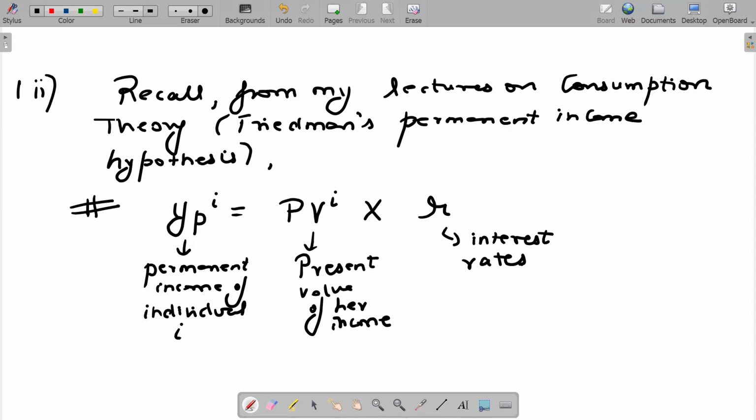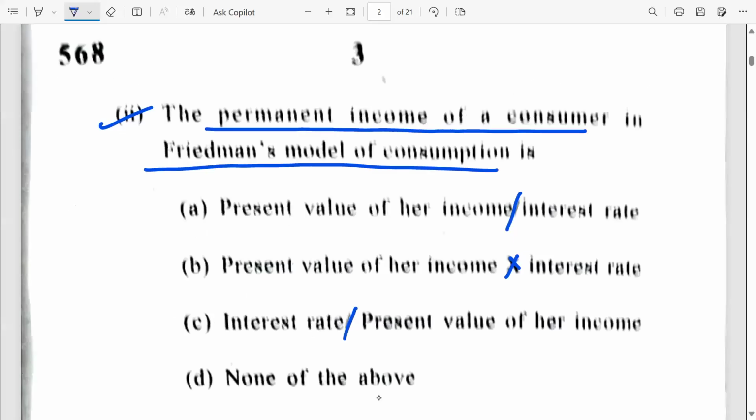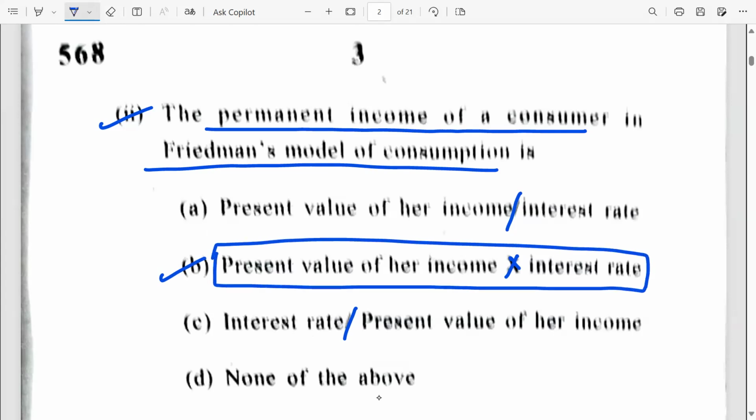You can clearly find this in my lectures on Friedman's permanent income hypothesis. So before watching this lecture, you can enroll for the course and you can look at permanent income hypothesis as explained by me in depth in the lectures. So if I come to the whiteboard, I can write the final answer is present value of our income times interest rates. This is my answer. According to Friedman's model of consumption, the permanent income of the consumer, which is YPI, is equal to the present value of our income, which is PVI, multiplied by the interest rate R.